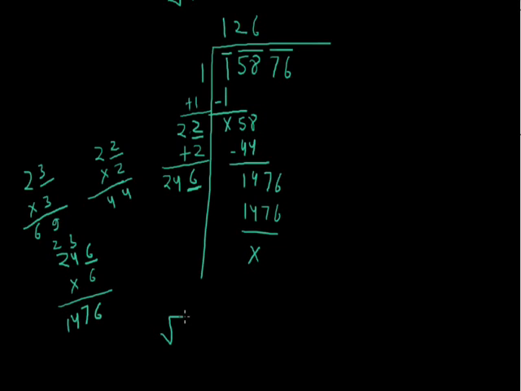So the square root of 15876 is 126. So in this way we can find the square root of any number.